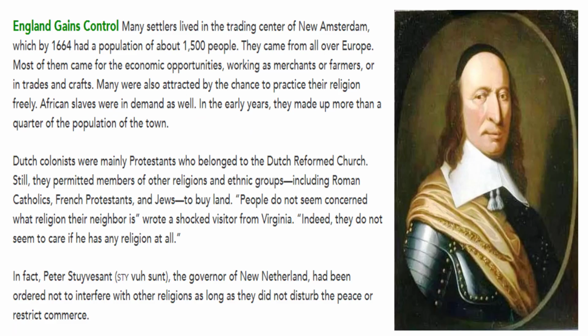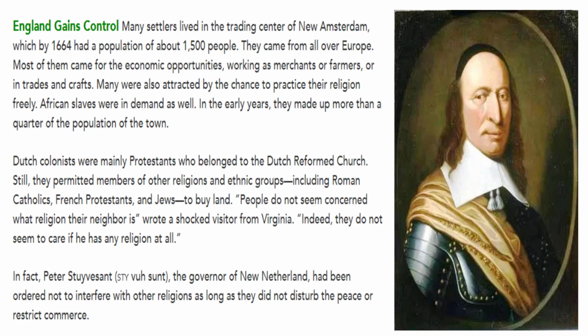England gains control. Many settlers lived in the trading center of New Amsterdam, which by 1664 had a population of about 1,500 people. They came from all over Europe. Most of them came for the economic opportunities, working as merchants or farmers or in trades and crafts. Many were also attracted by the chance to practice their religion freely. African slaves were in demand as well. In the early years, they made up more than a quarter of the population of the town.